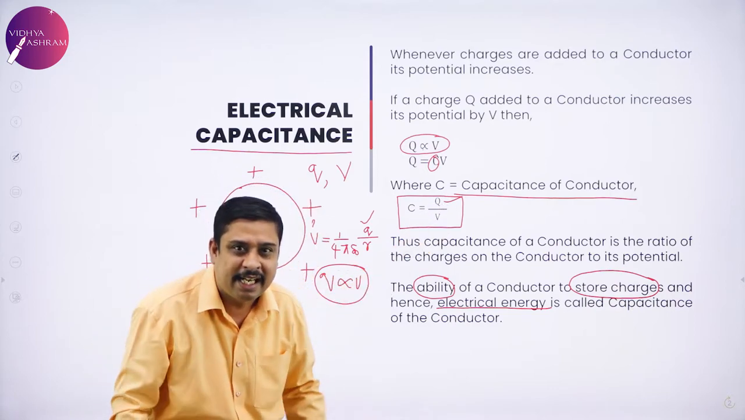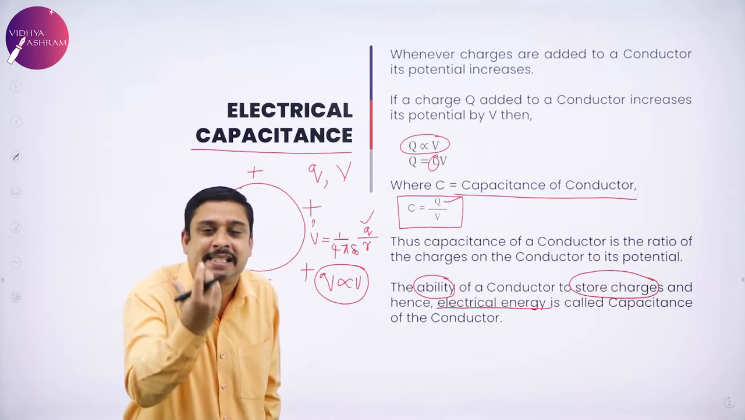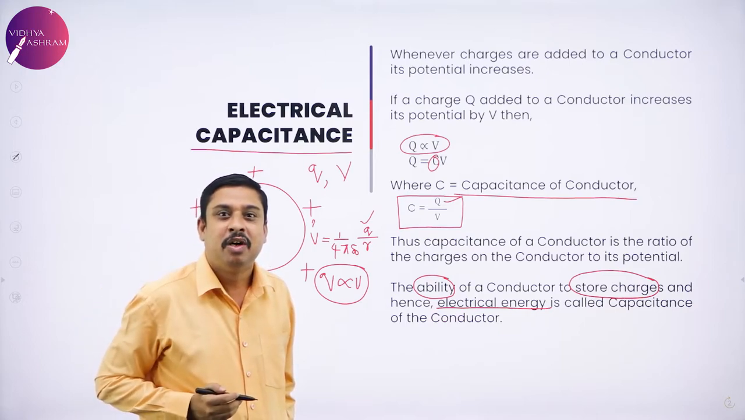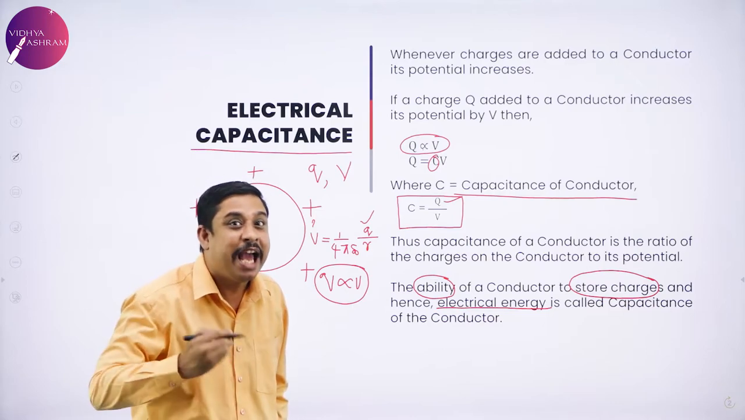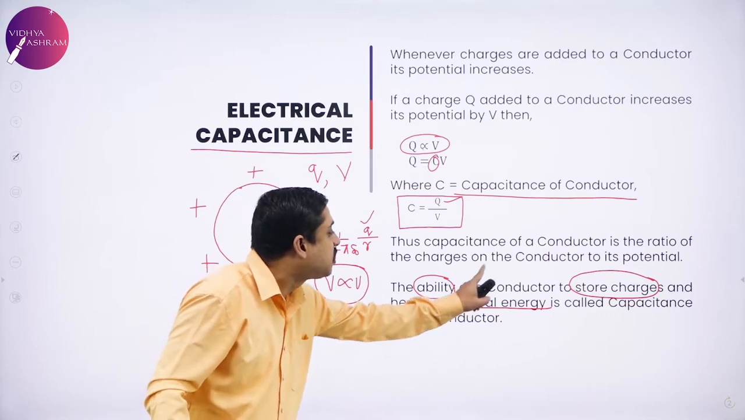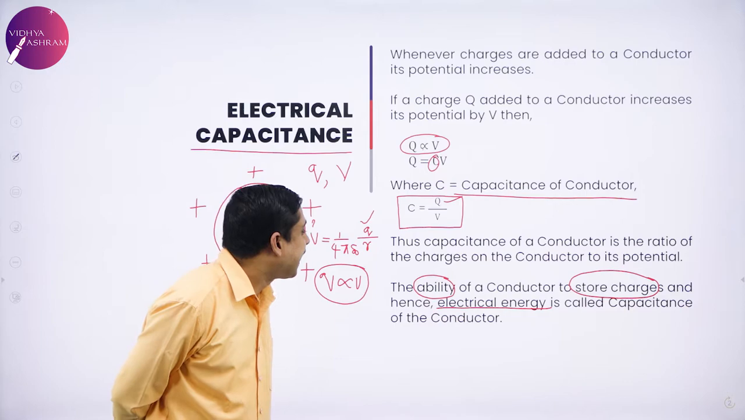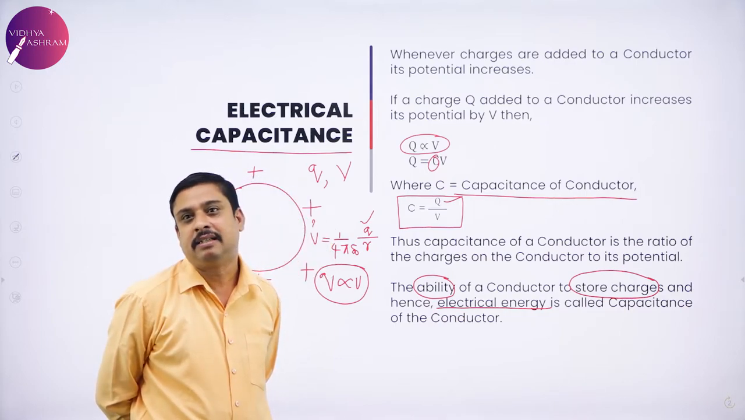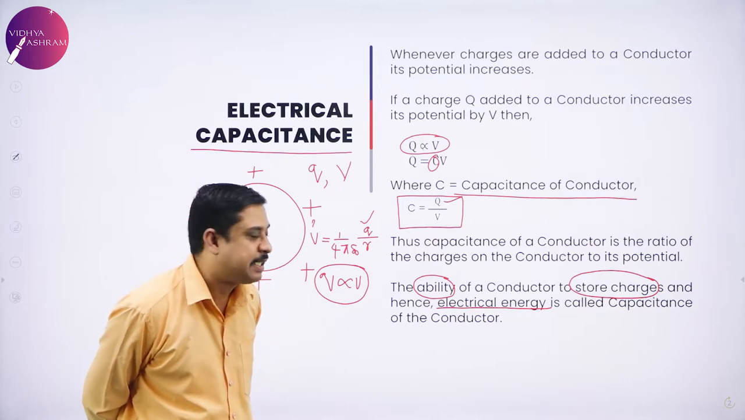What is its physical meaning? Ability, capacity of any conductor to store electric charges. Thereby it is also storing electrical energy, and that is what I call capacitance of the conductor. So just to have a review, what did we study?